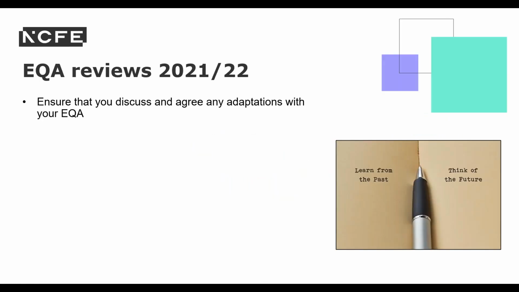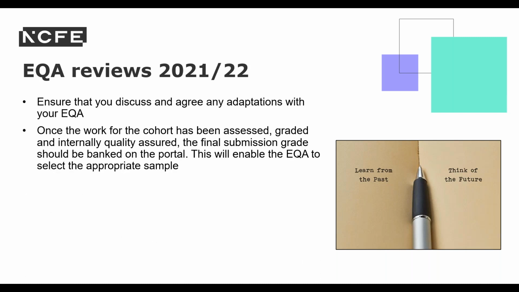For this academic year, so 21 to 22, the EQA will only be looking at the final submission. As per the qualification adaptation in place, if you have any queries about that, please contact your EQA. The EQA review will take place when you've submitted final grades. Final grades are to be submitted via the portal no later than the 27th of May 2022.